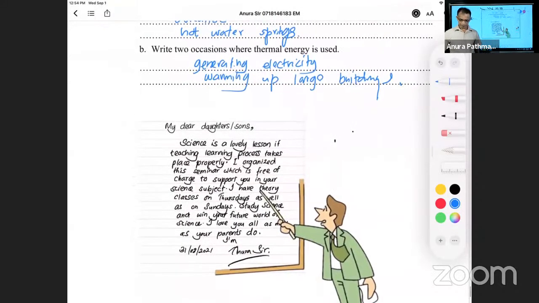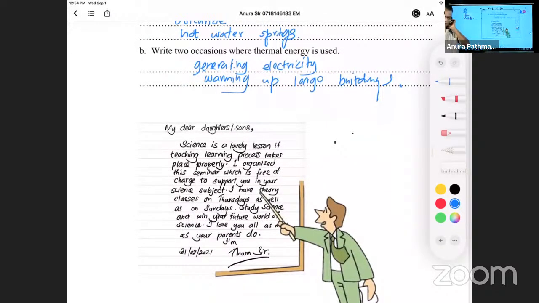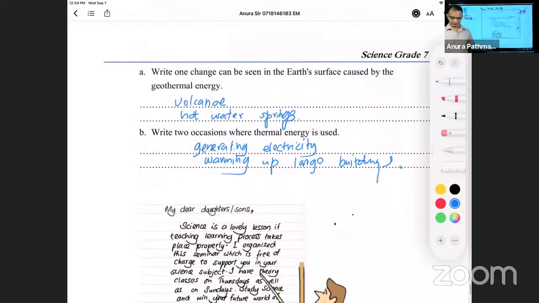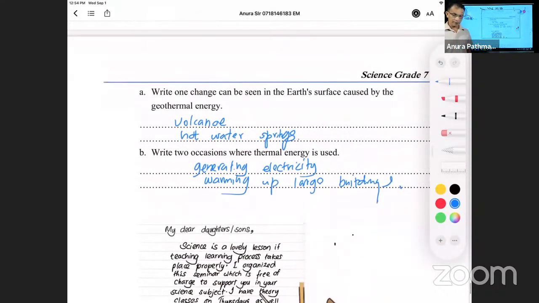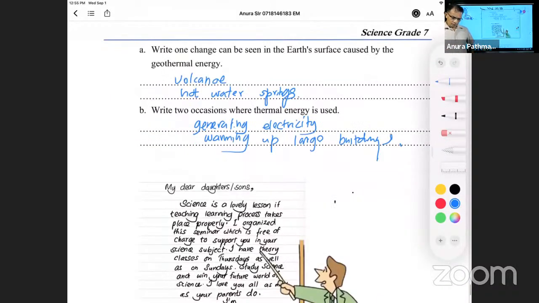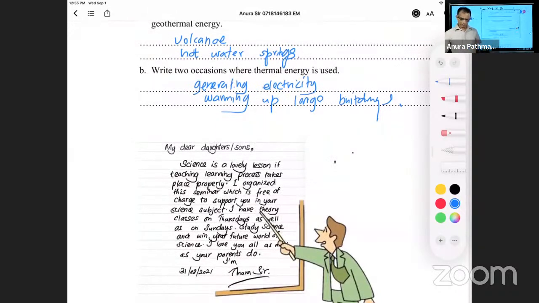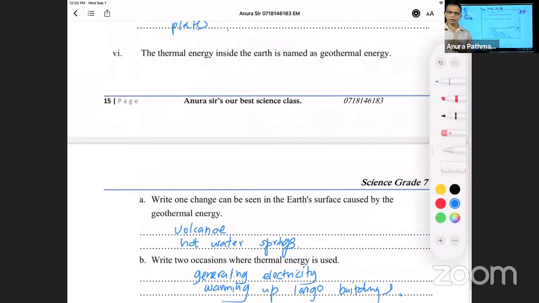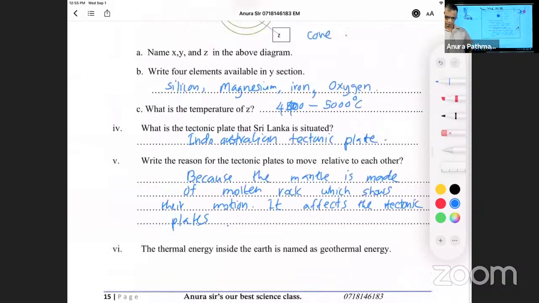Sir, excuse me, sir. What is warming up large buildings? Birmingham Palace is warmed up by using geothermal energy. Science is lovely, and I hope that you like us, sir.